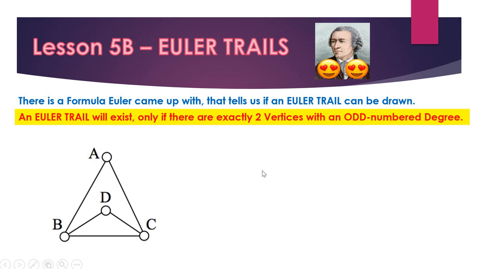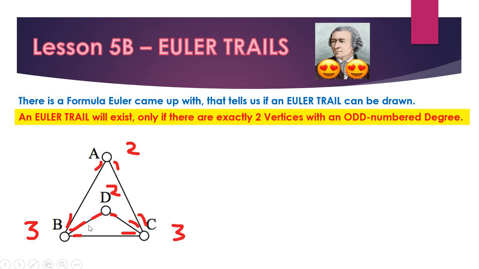But if we were wondering first, I wonder if it's even worth trying to figure out an Euler trail for this, we can use Euler's formula, and we love Euler and his formulas. So A has 2 lines coming out of it, so its degree is 2. D's also only got 2 lines, so its degree is 2. B has 3 connector lines coming out of it, so its degree is 3. And C has 1, 2, 3 connector lines connecting it, so its degree is 3.